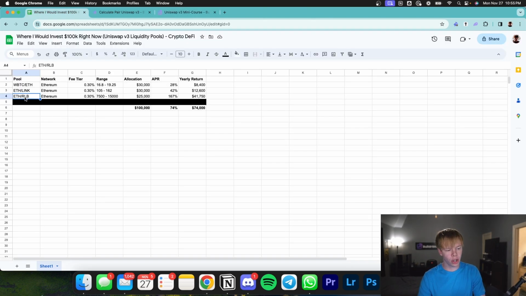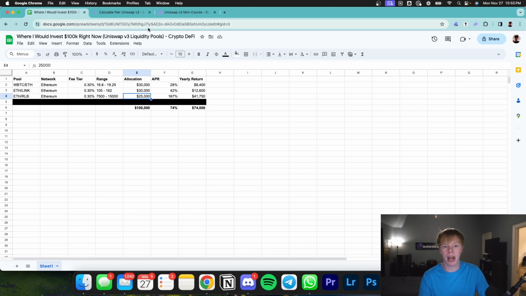Going a little bit further, the next pair is going to be Ethereum to RLB. This is going to be the last one on the Ethereum network, but it's also on the 0.3% fee tier. Now, with that being said, this range is going to be broader simply due to the fact that RLB is a more volatile asset, and we do have $25,000 of capital allocated to it, and the reason why is because it still does have good fundamentals.